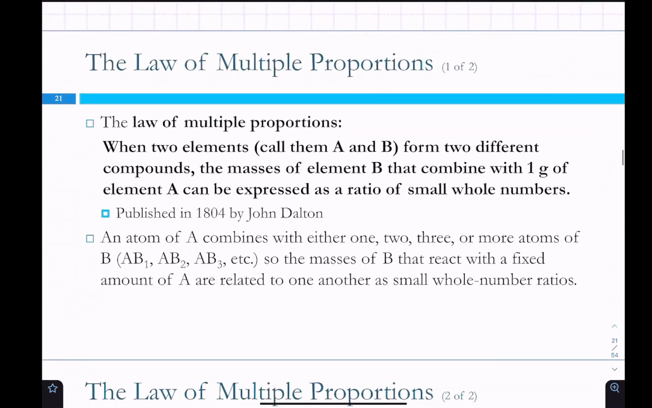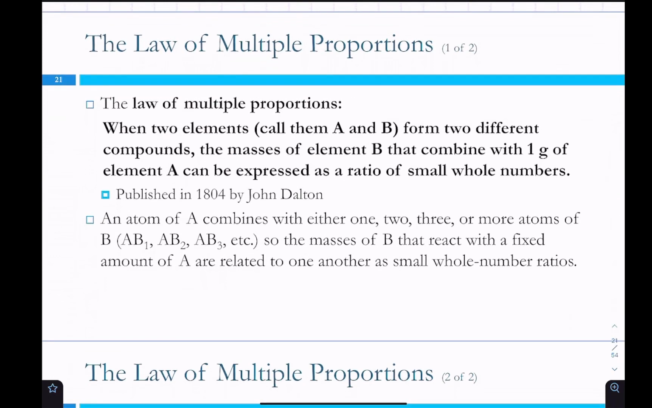All right, so the next law at first might seem like it contradicts the law of definite proportions, because now we have the law of multiple proportions. But the law of multiple proportions kind of takes definite proportions and expands a little bit on it. For the law of multiple proportions, when two elements, let's call them A and B, form two different compounds, the masses of the element B that combine with 1 gram of the mass of the element A can be expressed in a ratio of small whole numbers.